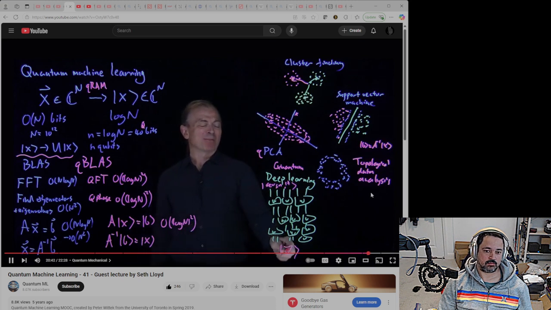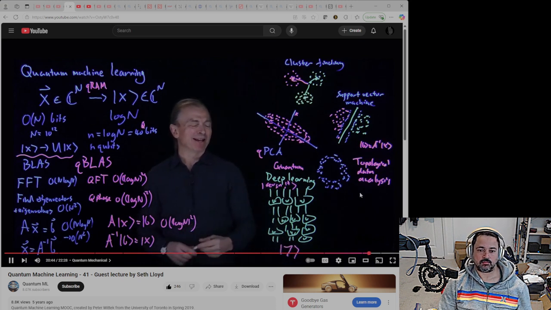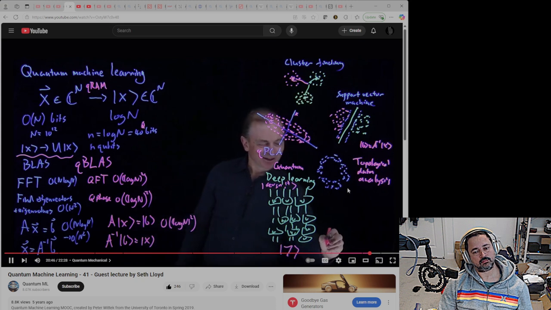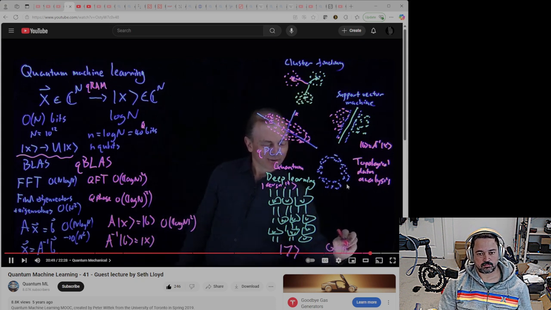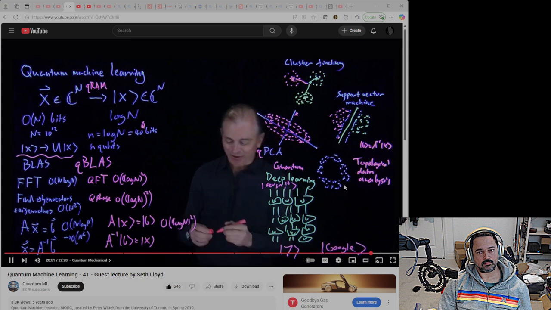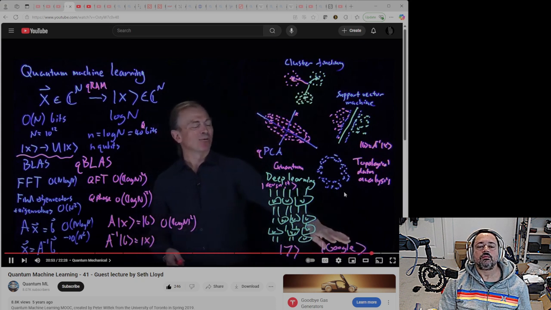This is how you make something quantum mechanical: you put this funny thing called a Dirac bracket around it. So a good way to make something like Google quantum mechanical is to put these brackets around it. This, by the way, is the logo for the Google.